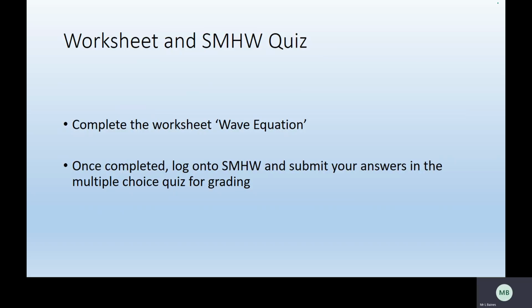Once you've done the worksheet, you should be able to calculate those values as you go through. Once you complete it, if you go on to Show My Homework, there is a quiz. And on that quiz, there is multiple choice for the answers to your questions. So it's the worksheet you are doing, but then you're going to go on and put in your answers for 1A, 1B, 1C, etc., all the way down to question 5. That will allow me to see how much of today's lesson you have taken on. So that is your task. Make sure you complete that Show My Homework task. It's really, really important that you do.